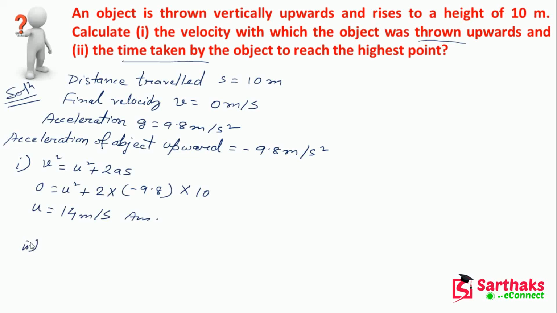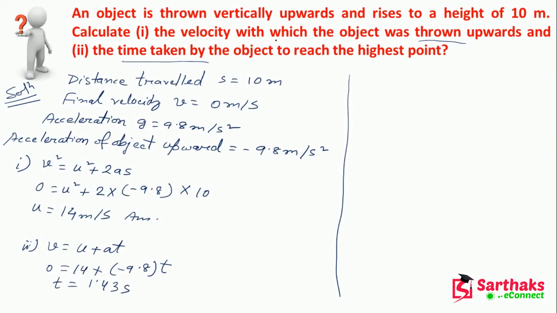And part 2: v equals u plus at, where 0 equals 14 plus (minus 9.8) into t. So t equals 1.43 seconds. So both of the answers you can write here.